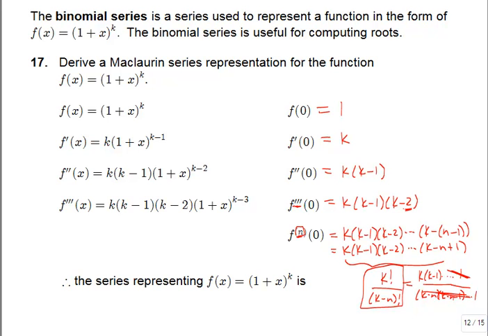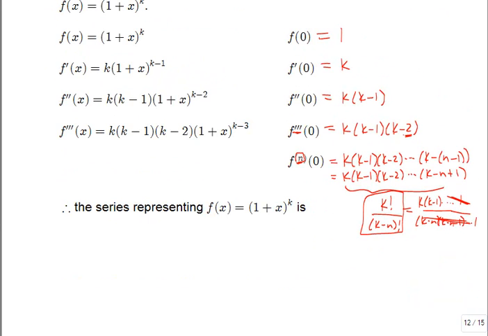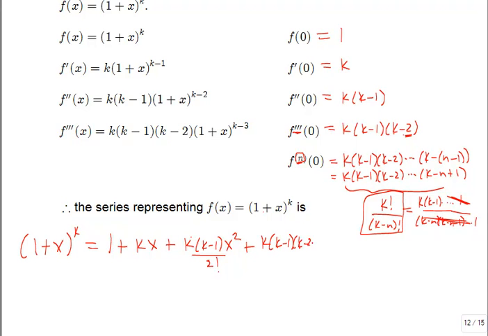So what does this look like if we put it all together? The series for 1 plus x to the k, the Maclaurin series, is going to be this very first term 1, plus this coefficient k. We're centering at 0, so I'm just going to have an x here divided by 1 factorial, plus this coefficient k times k minus 1 times x squared over 2 factorial, plus k times k minus 1 times k minus 2 times x cubed over 3 factorial, etc.